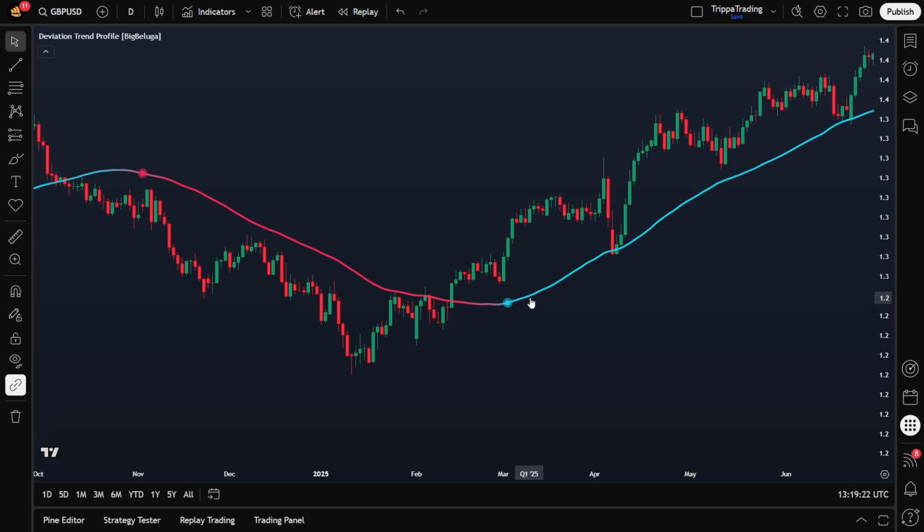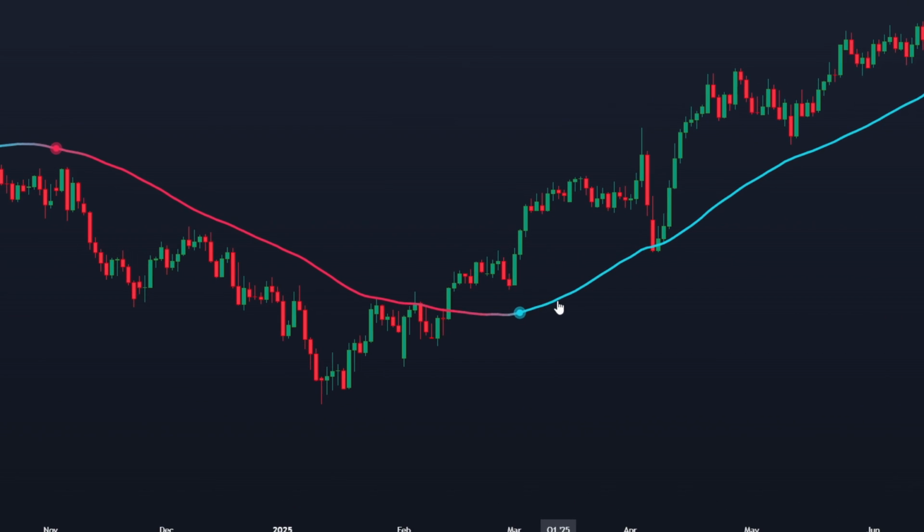When the slope becomes steep enough, beyond a plus 0.1 or minus 0.1 threshold, the indicator recognizes that a new trend is forming. And to make it obvious, you'll see a red or blue circle appear on the line. A red circle signals a bearish trend is starting, and a blue circle signals a bullish trend. After the signal, the line changes color, blue for uptrend, red for downtrend.